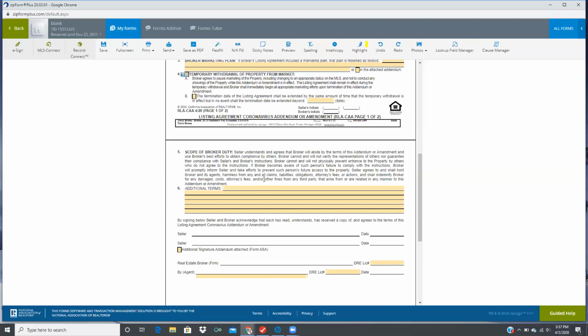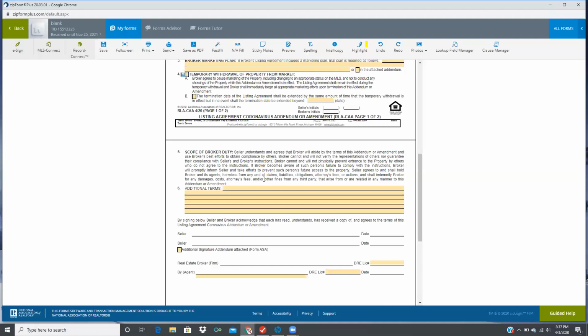Seller agrees to and shall hold broker and its agents harmless from any and all claims, liabilities, obligations, attorney's fees, or actions, and shall indemnify broker for any damages, costs, attorney's fees, and or other fines from any third party that arise from or related in any manner to this addendum or amendment. So this is probably my favorite part of this.